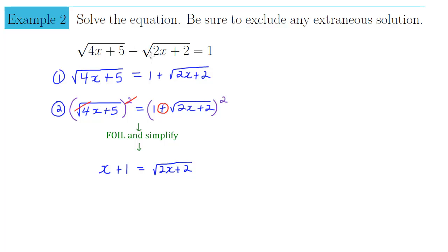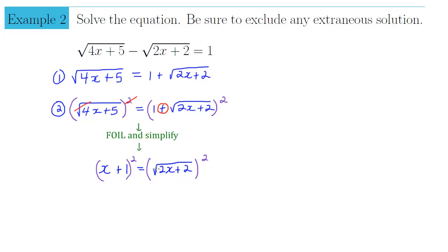Remember, what did we do so far? We moved the square root over so we can isolate root 4x plus 5. We squared both sides to get rid of the root on the 4x plus 5. When we did that, we had to FOIL. There was a big mess. But after we simplified everything, it ended up looking like x plus 1 equals root 2x plus 2. Now we're going to have to once again square both sides to get rid of this square root. So I'm going to write square and square.